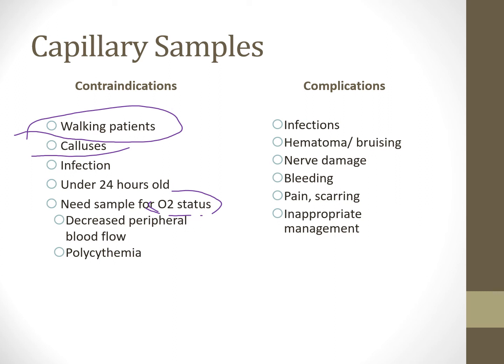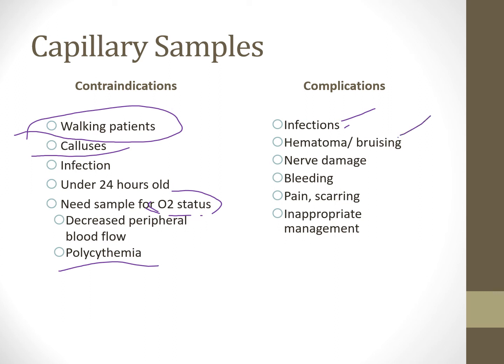If their blood flow to their feet is very, very poor, right? If they're cooling, things like that, that's not going to be good. Or if they're polycythemic, you're usually not going to be able to collect that blood sample, right? Because their blood's thick. Complications: you can cause infections because you're puncturing the skin.